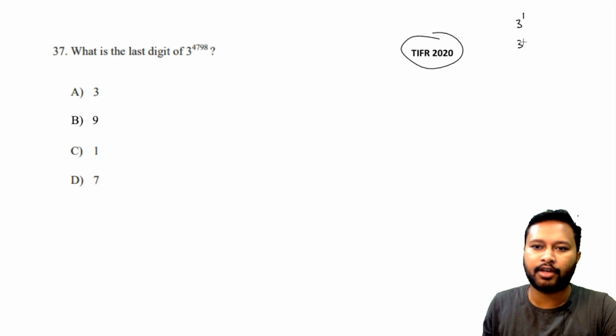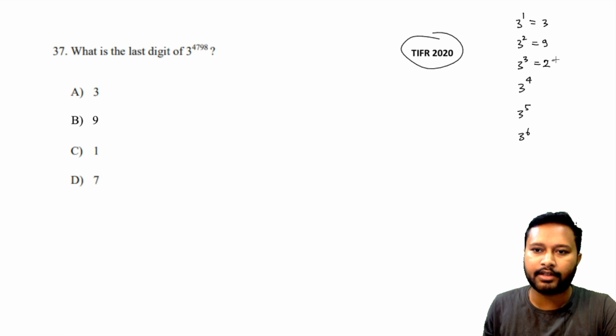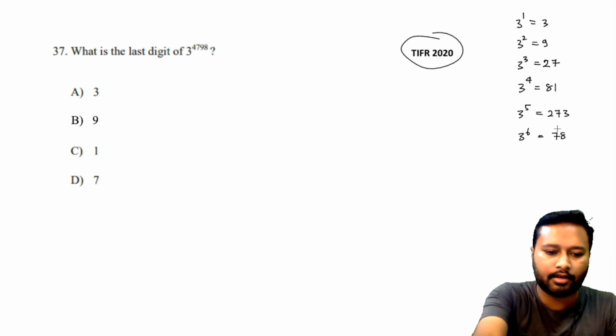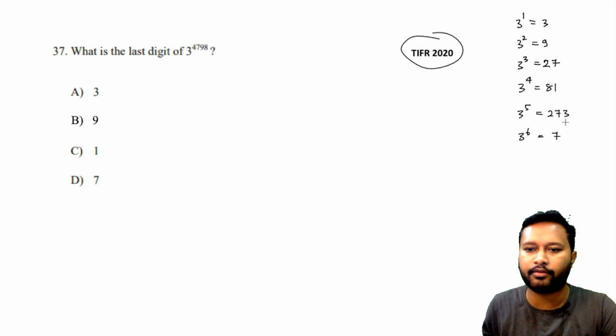So we can write down 3 to the power 1, 3 to the power 2, 3 to the power 3, 3 to the power 4, and so on. I will write down 3 to the power 5, 3 to the power 6, just so you get to know. So 3 to the power 1 is 3, 3 to the power 2 is 9, 3 to the power 3 is 27, then 3 to the power 4 is 81, 3 to the power 5 is 243, and 3 to the power 6 is 729, okay, so that's what we have.